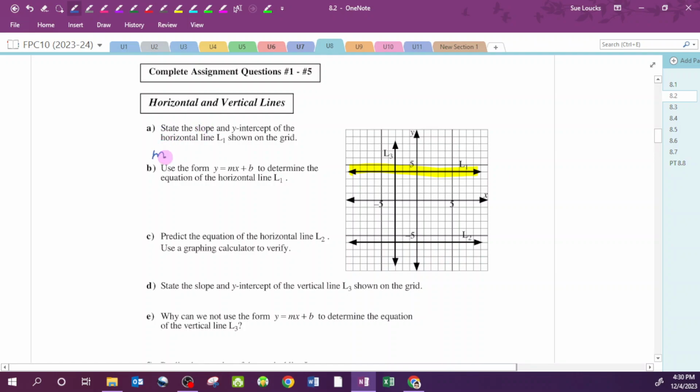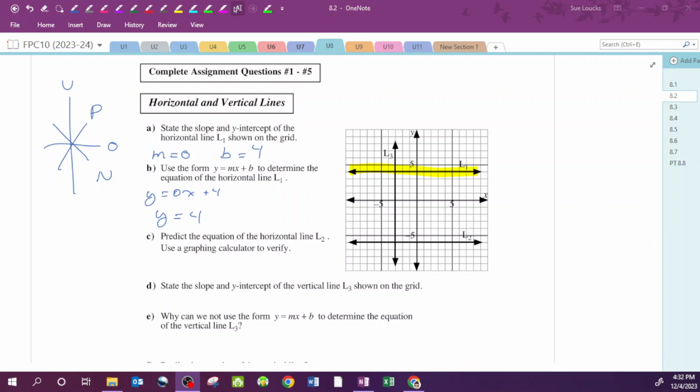Well, the slope is 0. Remember, the rise is 0 divided by some number, so our slope is 0. And our y-intercept, b, is 4. So using that, we can write the equation: y equals 0x plus 4, and 0 times x is 0, so we get y equals 4.